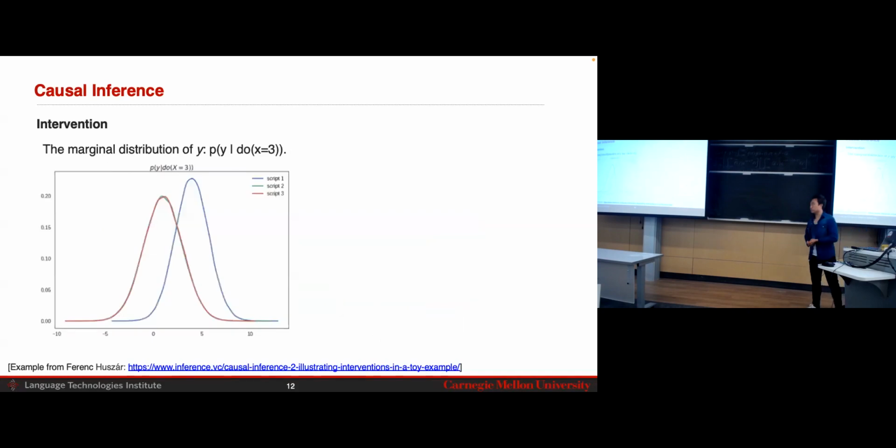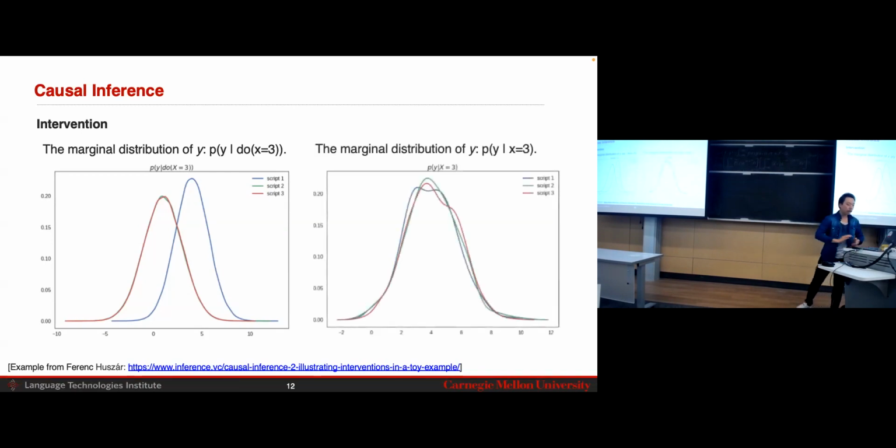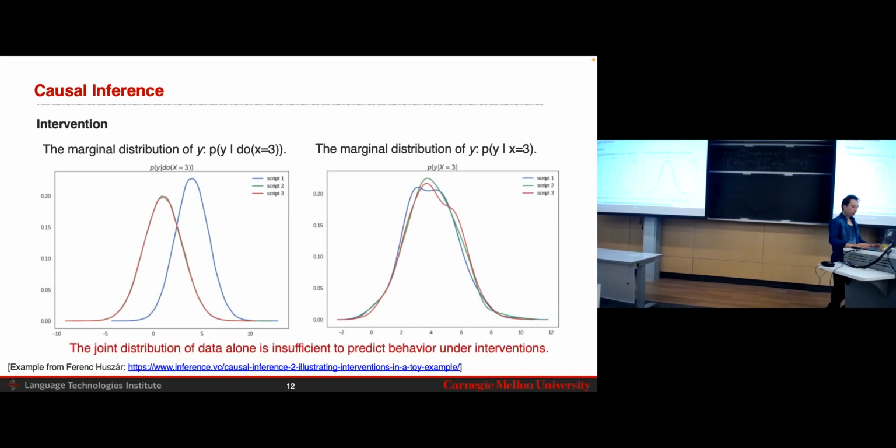Right. And again, we saw these distributions, and this is essentially what we call do calculus in causal inference, or intervention. Intervening on x equal to 3, that's the do(x = 3) conditional, and seeing what the marginal distribution of y is given that. And again, we saw that this is actually very different from the actual true marginal distribution of p(y | x = 3).